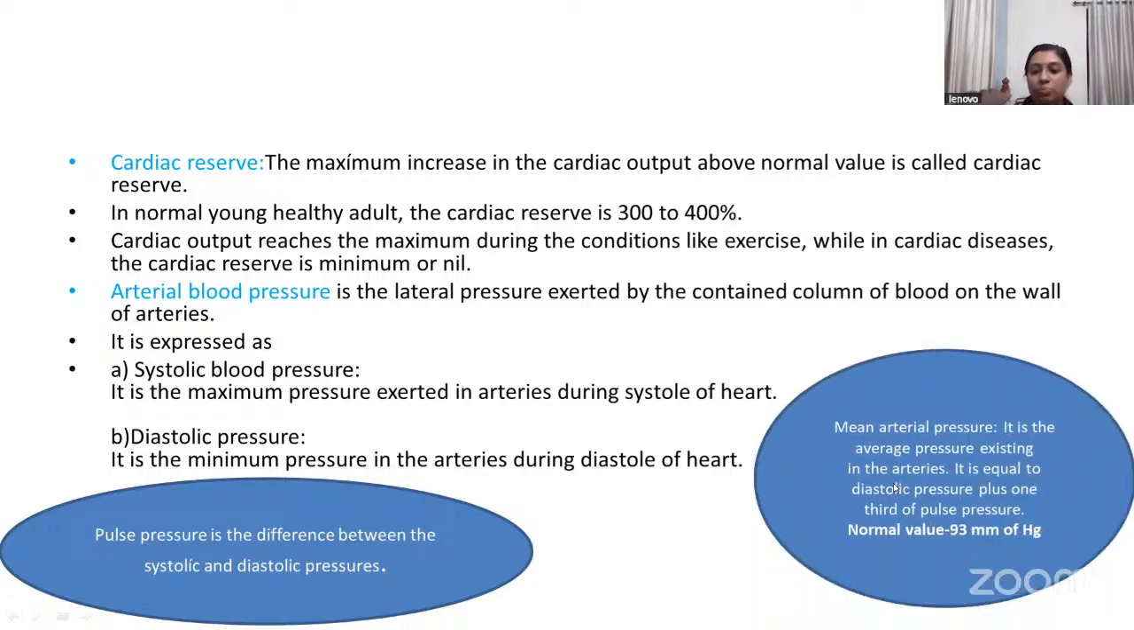And what is MAP, or mean arterial pressure? It's the average pressure existing in the arteries, and it is equal to the diastolic pressure plus 1/3 of the pulse pressure. So the formula for the mean arterial pressure, MAP, is diastolic pressure plus 1/3 of the pulse pressure. And the normal value is about 93 millimeters of mercury.